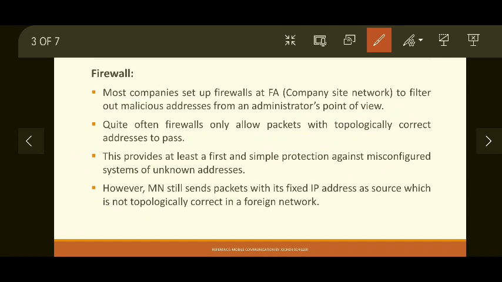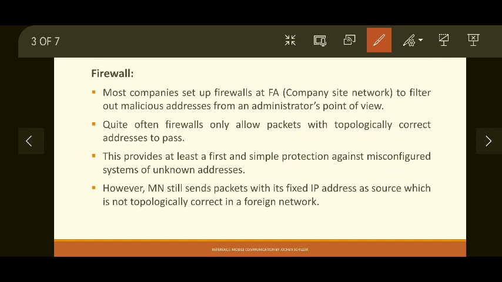Now any home addresses, that is important, because when packets originate from the mobile node, their source address will be the address of the mobile node. Even if they are stationary nodes like the correspondent node in the foreign network, those packets will be filtered out or monitored through the firewall while they are delivered outside the network. Quite often, firewalls only allow packets with a topologically correct address.